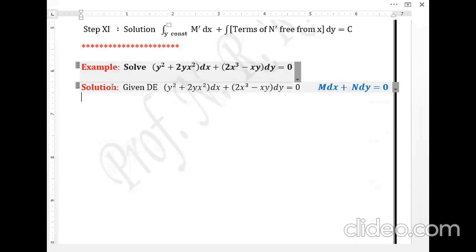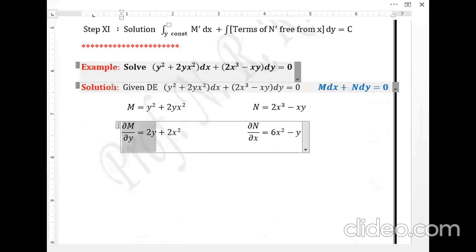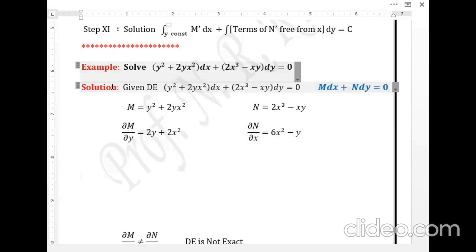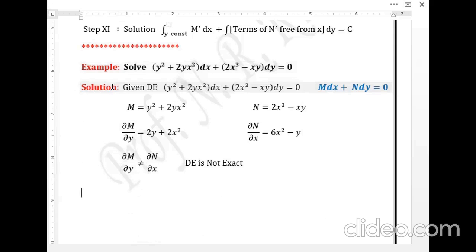So we have to find the derivative of M with respect to y and the derivative of N with respect to x. The derivative of M with respect to y is 2y + 2x², and the derivative of N with respect to x is 6x² − 1. We observe that these two derivatives are not the same, so the given differential equation is not exact. Then we have to make it exact by finding the integrating factor.